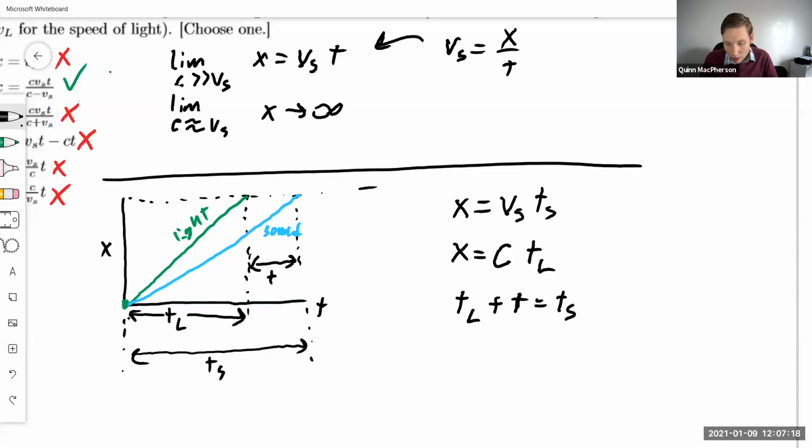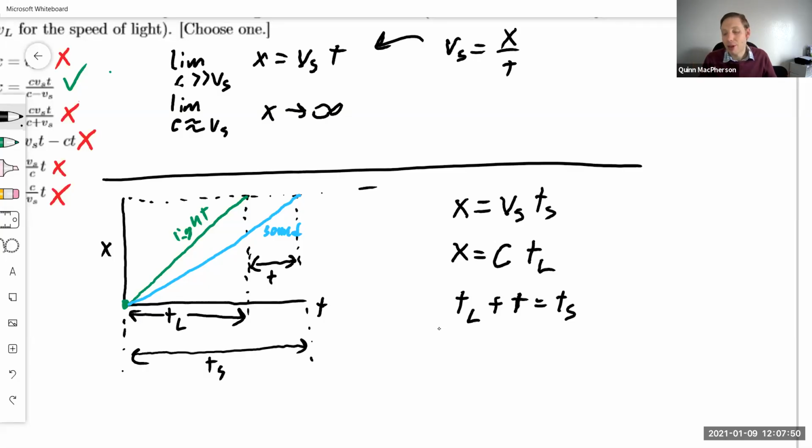Just by this plus this is that. Okay, so we have three equations. And how many unknowns do we have? Well, we know c. C is presumably given. It's the speed of light. Vs, presumably given. Speed of sound. And t, the time we count, that we measured. The things we don't know are x, ts, and tl. So we have three unknowns, three equations.